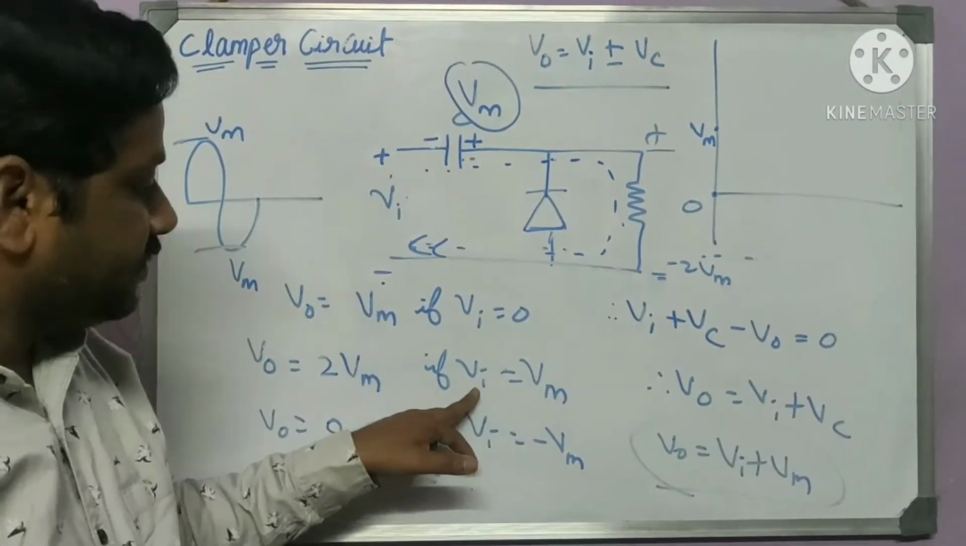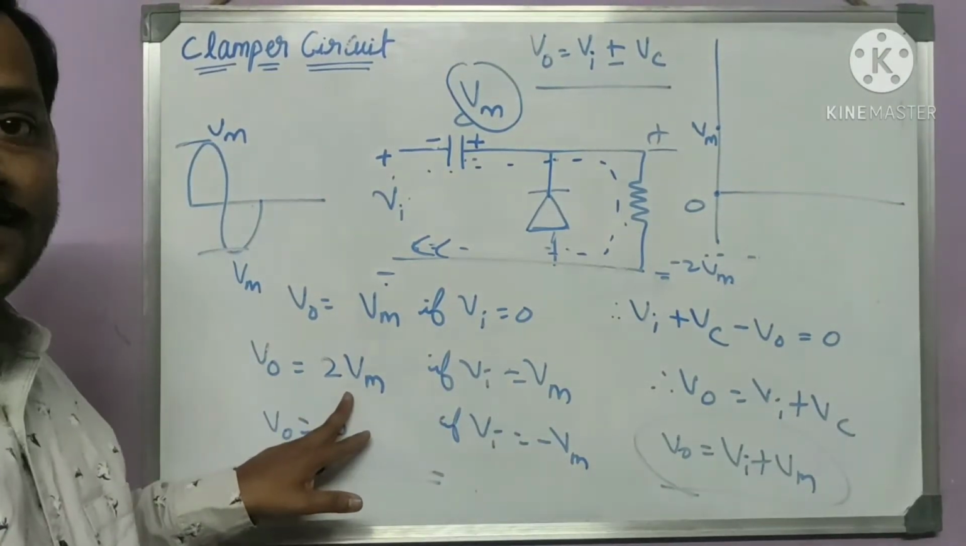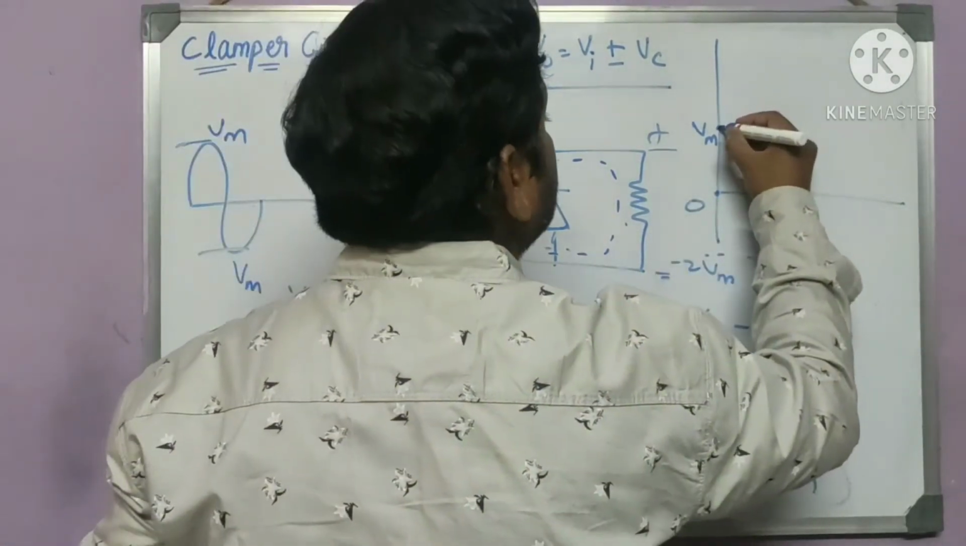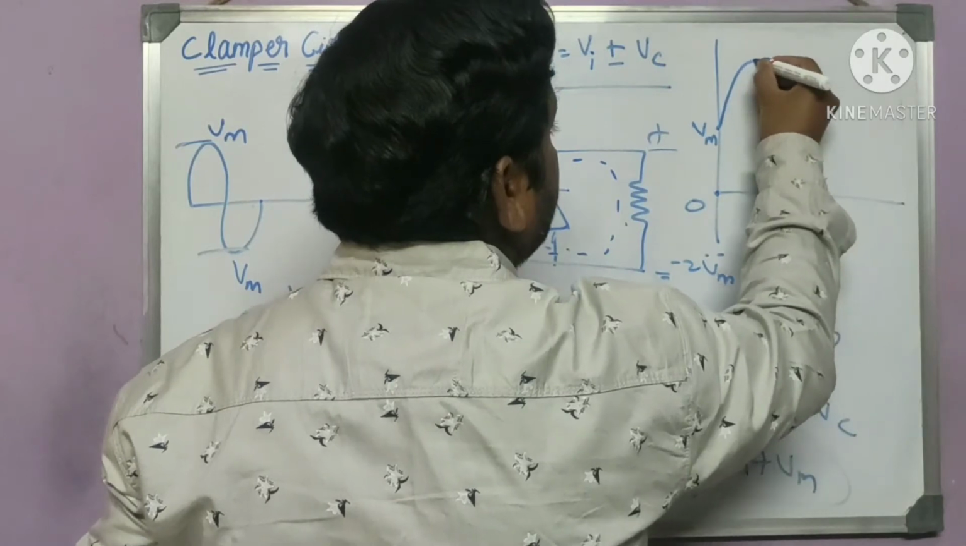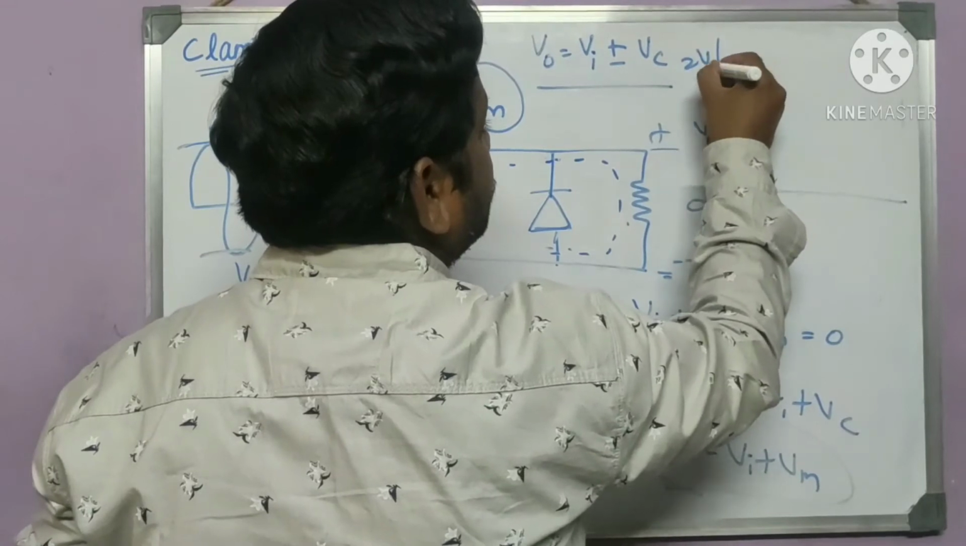Okay. And if the input is Vm, if the input is maximum, then the output will be double of it. The output will be twice of it. So we get it like this. It will be 2 times of it, so somewhere around 2 Vm.